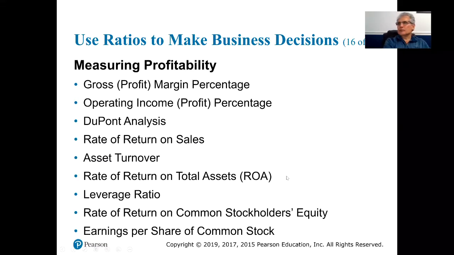Okay, moving on to slide 37. The next category of ratio analysis is measuring profitability. And so there are quite a few computations we can look at here. There's the gross profit margin percentage, there's the operating profit percentage, the DuPont analysis, which then lets us look at rate of return on sales, asset turnover, rate of return on total assets, leverage ratio, rate of return on common stockholders' equity, and earnings per share of common stock.